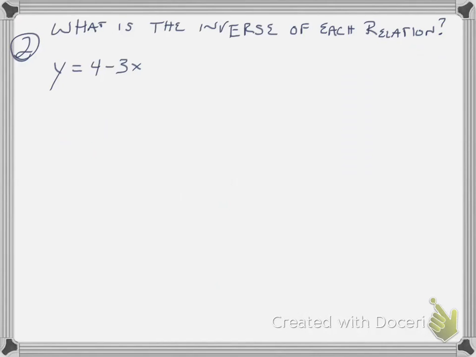Okay, so here you're asked to find the inverse of this relation and you're given the equation. To find the inverse, you still switch the x and y. What I mean by that here is this y becomes x, so x equals 4 minus 3y. All you do is flip-flop the x and y. Then you solve for y. Get y by itself.